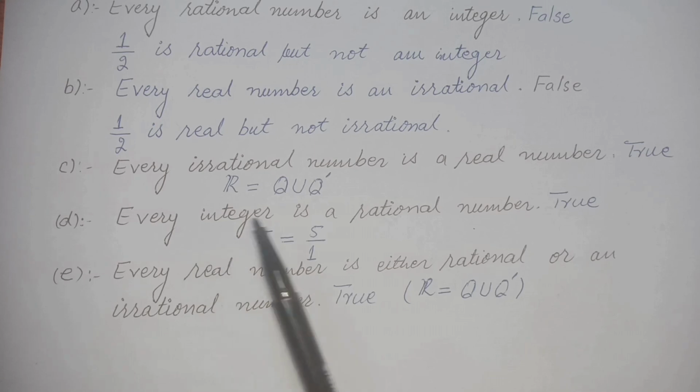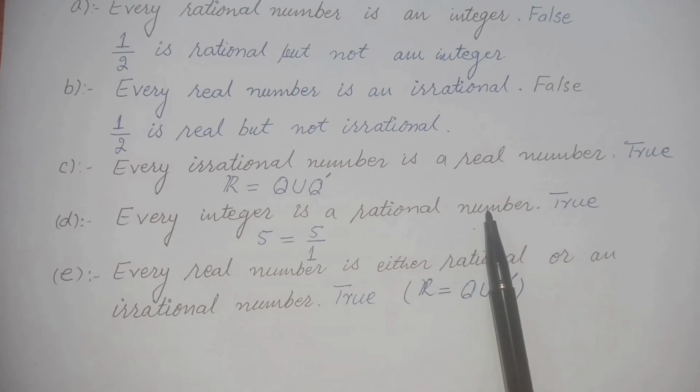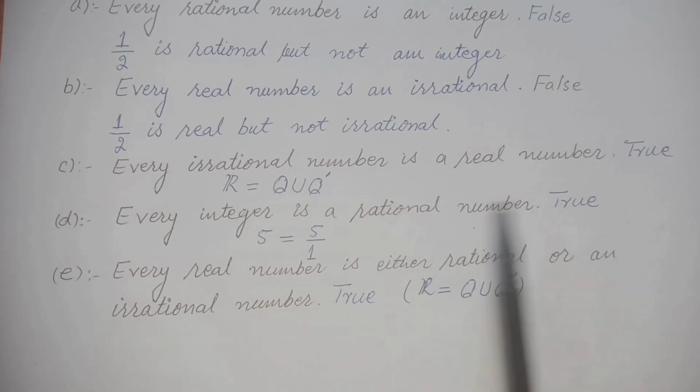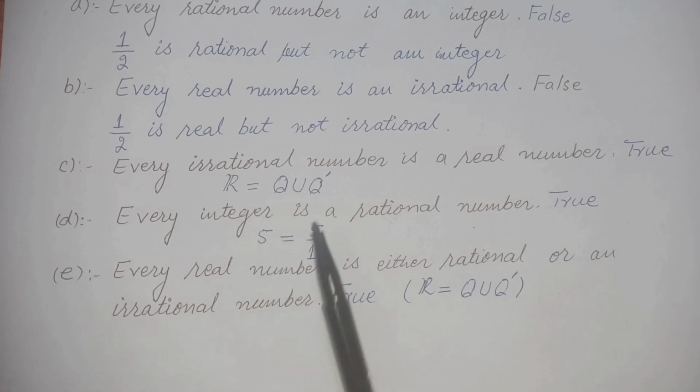Part D. Every integer is a rational number. Yes, it is true because 5 is equal to 5 by 1.